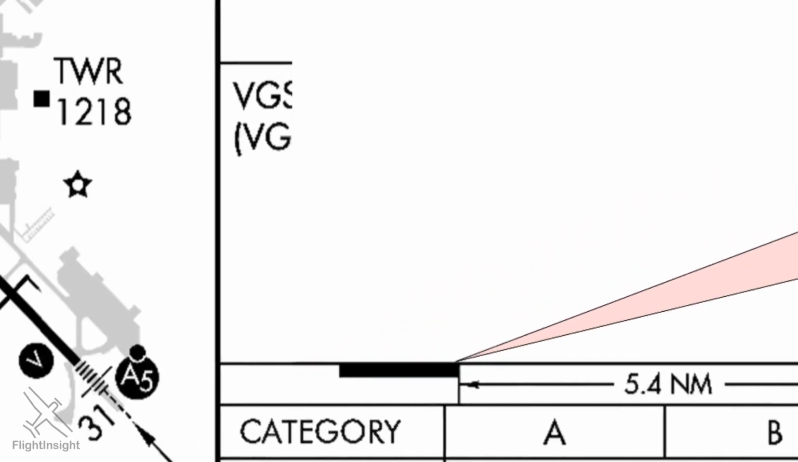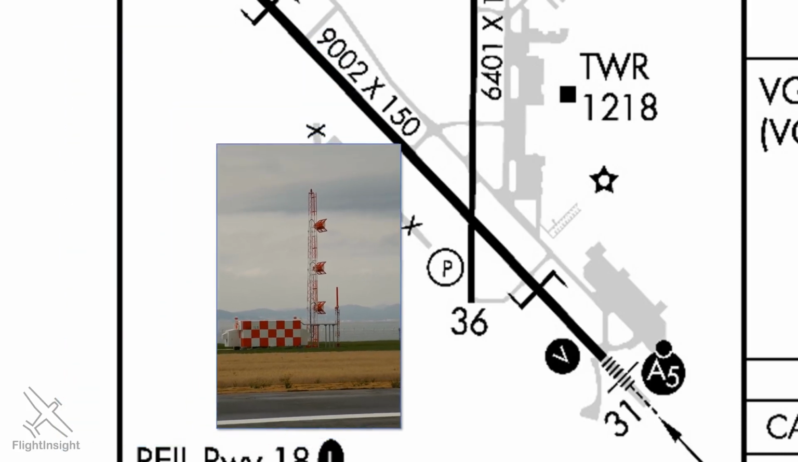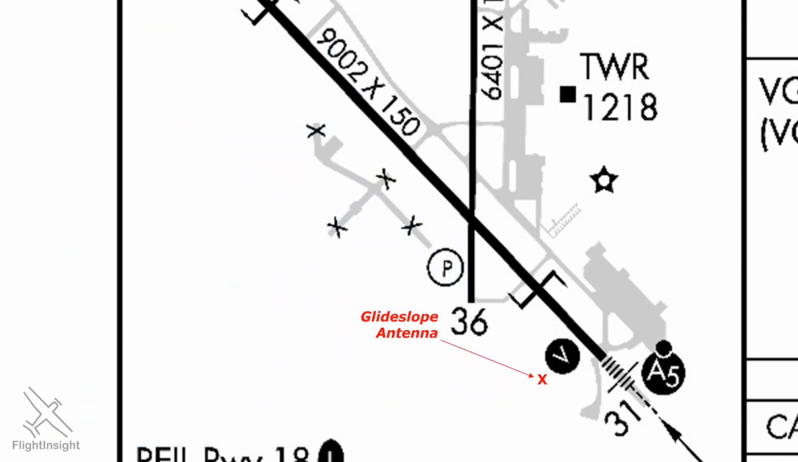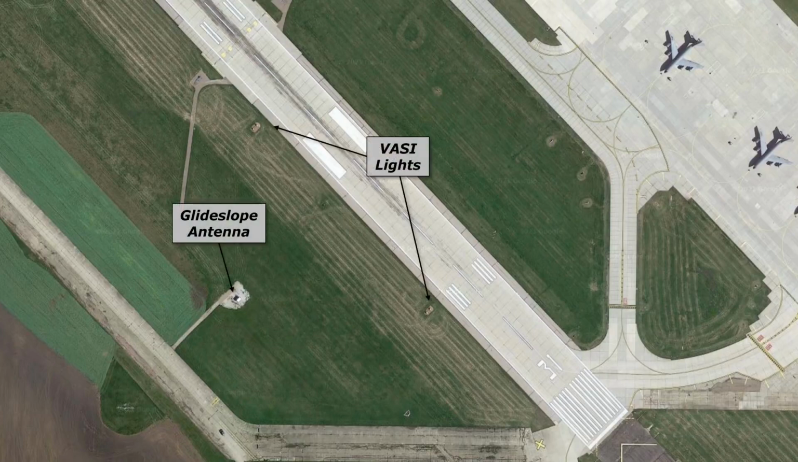These transmissions originate from a series of antennas that look like this and are situated at the side of the approach end of the runway. They're right next to the VASI lights, indicated by the V in the black circle, which makes sense because, as we said, they're doing basically the exact same job. If we look at a satellite image of this runway, we can see exactly where these are. Here's the glide slope antenna, which is right in the middle of the two VASI lights.